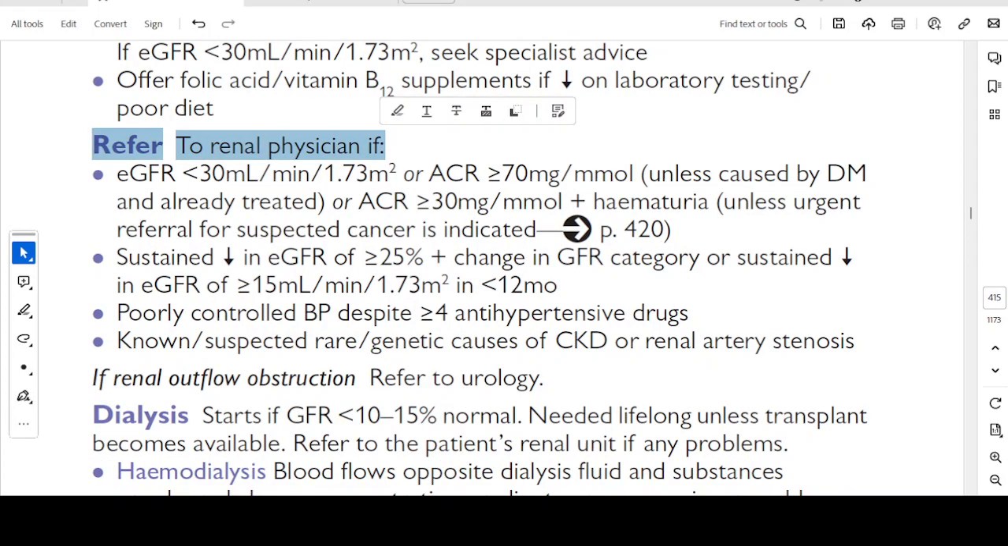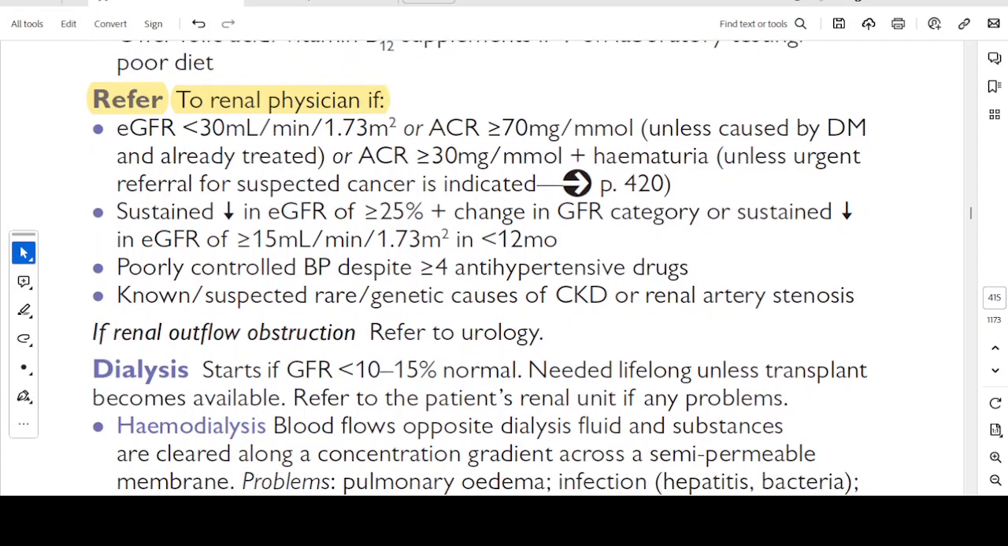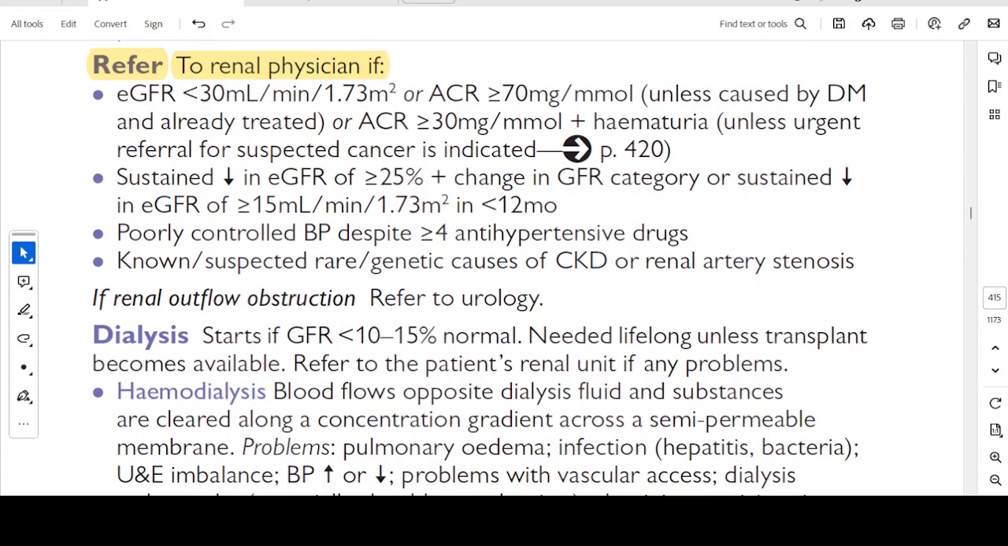So when do you refer to a renal physician? If eGFR is less than 30 ml per minute or ACR is more than 70 milligrams per millimole, unless this is caused by diabetes and already treated, or ACR is more than 30 milligrams per millimole and there is hematuria, unless urgent referral for suspected cancer is indicated. Then sustained reduction in eGFR of more than 25% plus change in eGFR category, or sustained reduction in eGFR of more than 15 ml per minute in less than 12 months. So less than a year, if any of these three is there, then you have to refer to a renal physician. Poorly controlled BP despite more than 4 antihypertensive drugs, you refer to a renal physician.